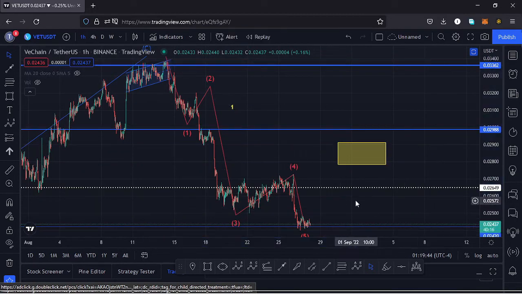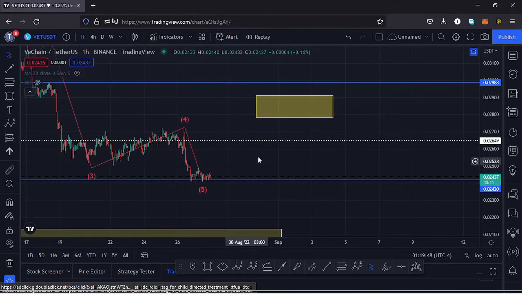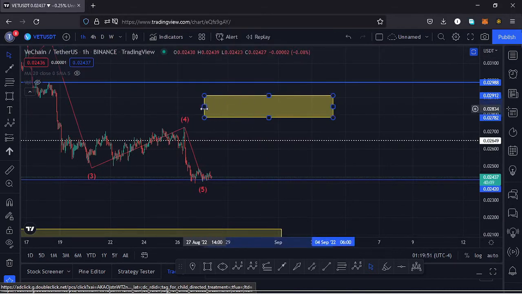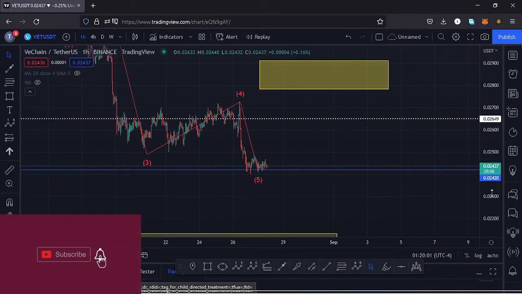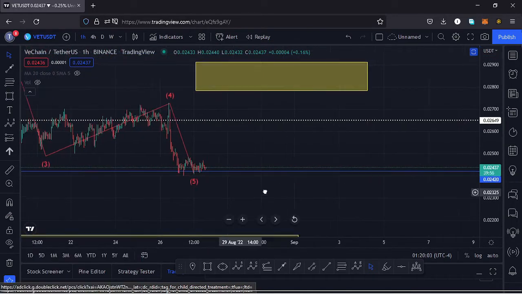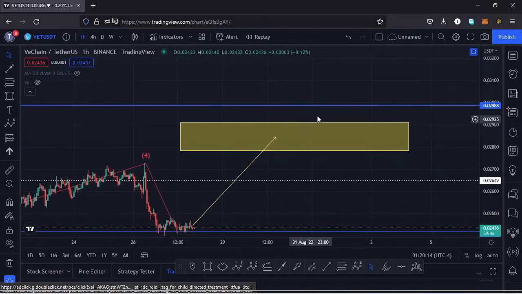So what I expect to play out here on the Vechain chart is that we are going to see higher prices in the formation of a wave 2 very soon. And down here you can see we found support at around the $0.024 mark, and that key area of support is giving us support to continue pushing higher, retrace in the formation of a wave 2, and get into this yellow target area between the $0.029 mark and the $0.027 mark.